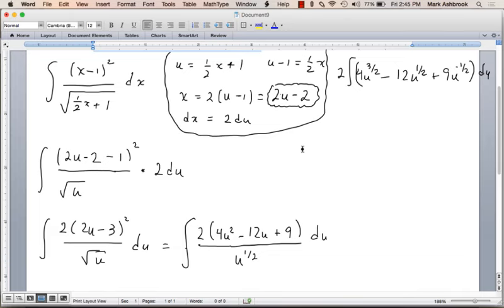Does our setup work? Okay, so now this is easy, right? It's just the power rule. We just have to know our fractions, keep track of our signs, and get our fractions right. So it's 4 times 2/5 u to the 5 halves, 12 times 2/3 u to the 3 halves, and 9 times 2 u to the 1/2, plus c.